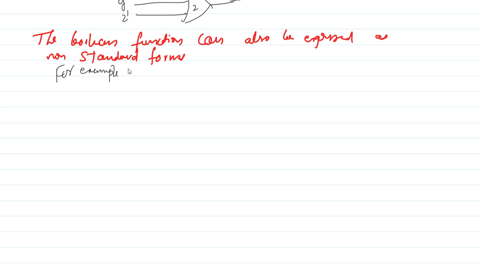The function is like this: f3 equals, okay, ab. If I consider only ab, this is a product term, and if I add it, it will become a product of sums, but I will add ab plus c.